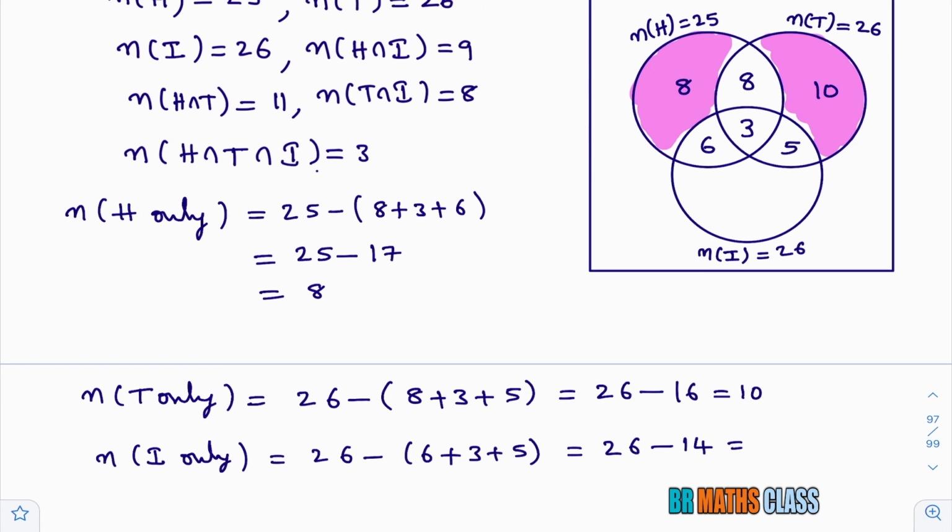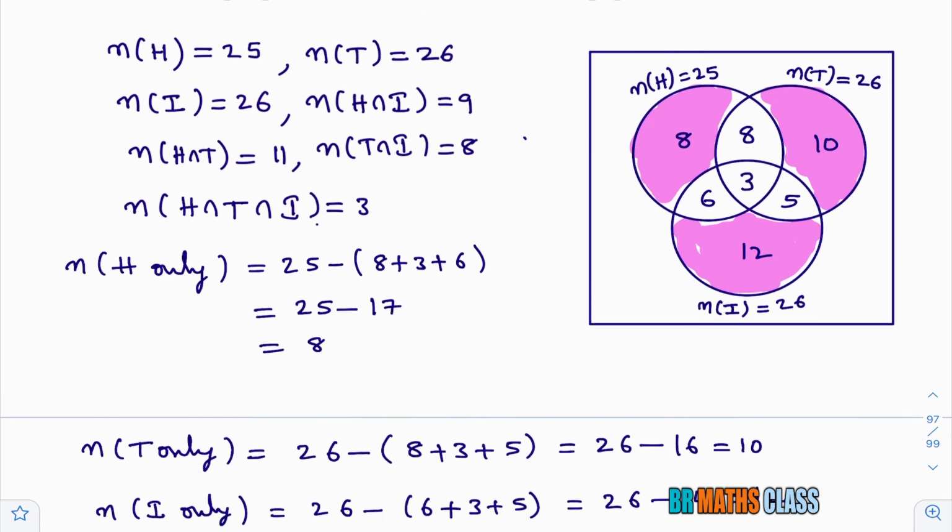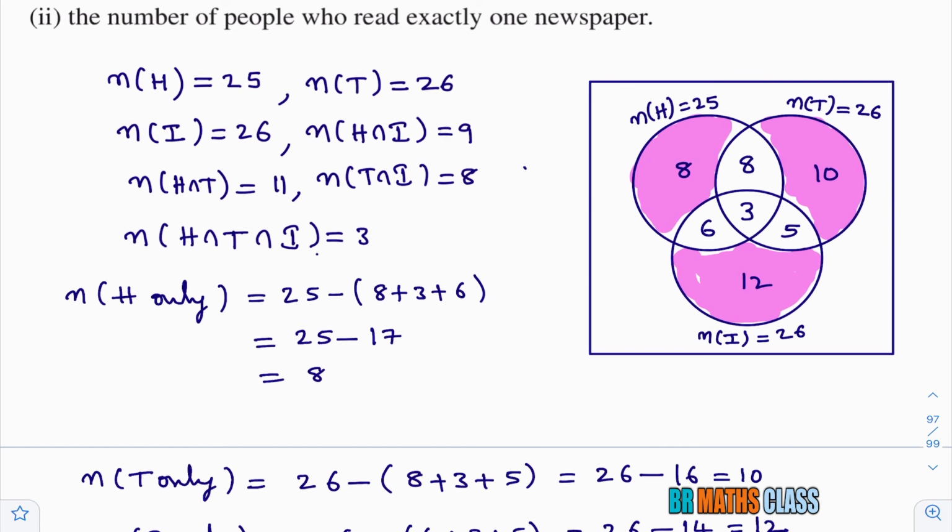26 minus 14 is 12. Okay, so I got this part as 12. I got this part as 12. Okay, so the point is what they are asking in the question, the number of people who read exactly one newspaper. That means whatever the colored part is here, that we want. So number of people who read exactly one newspaper equal to.